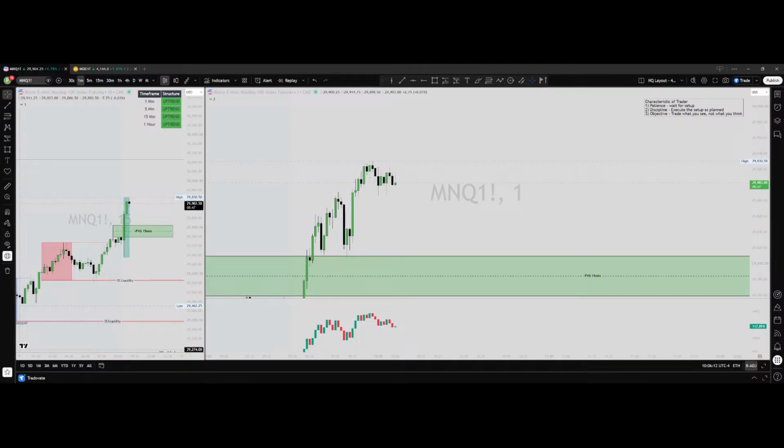So this is part of trading. This is the boring part of trading, where you just have to sit on your hands. Nothing's happening. You're not getting your setups. These are the things that a trader has to tackle.